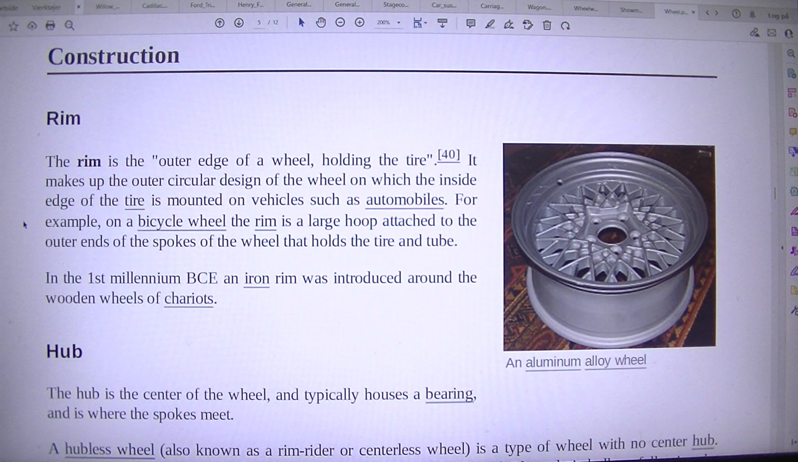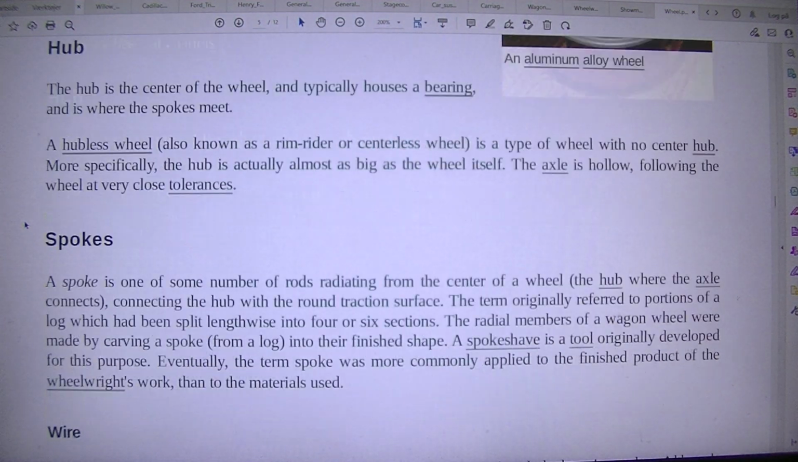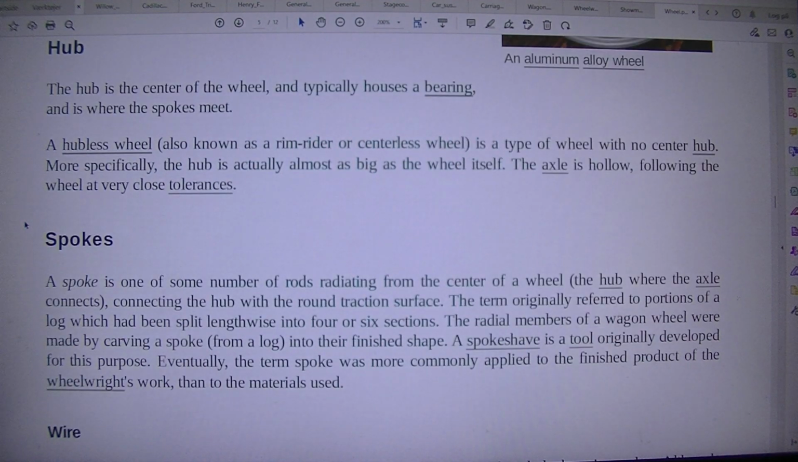Hub. The hub is the center of the wheel, and typically houses a bearing and is where the spokes meet. A hubless wheel, also known as a rim rider or centerless wheel, is a type of wheel with no center hub. More specifically, the hub is actually almost as big as the wheel itself. The axle is hollow, fitting the wheel at very close tolerances.